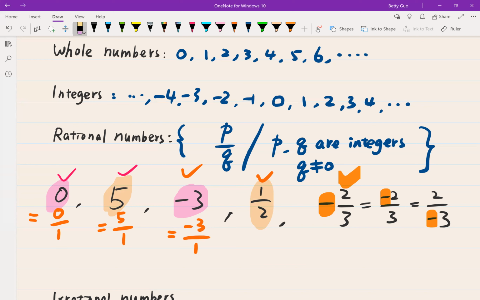Also, you probably already see that integers are rational numbers. 0 is a rational. 5 represents any positive integers. They are rational numbers. Negative 3 is a negative integer. Actually, all the negative integers are rational numbers. I mean, the set of integers is a subset of the set of rational numbers. So that's the first definition for rational numbers.